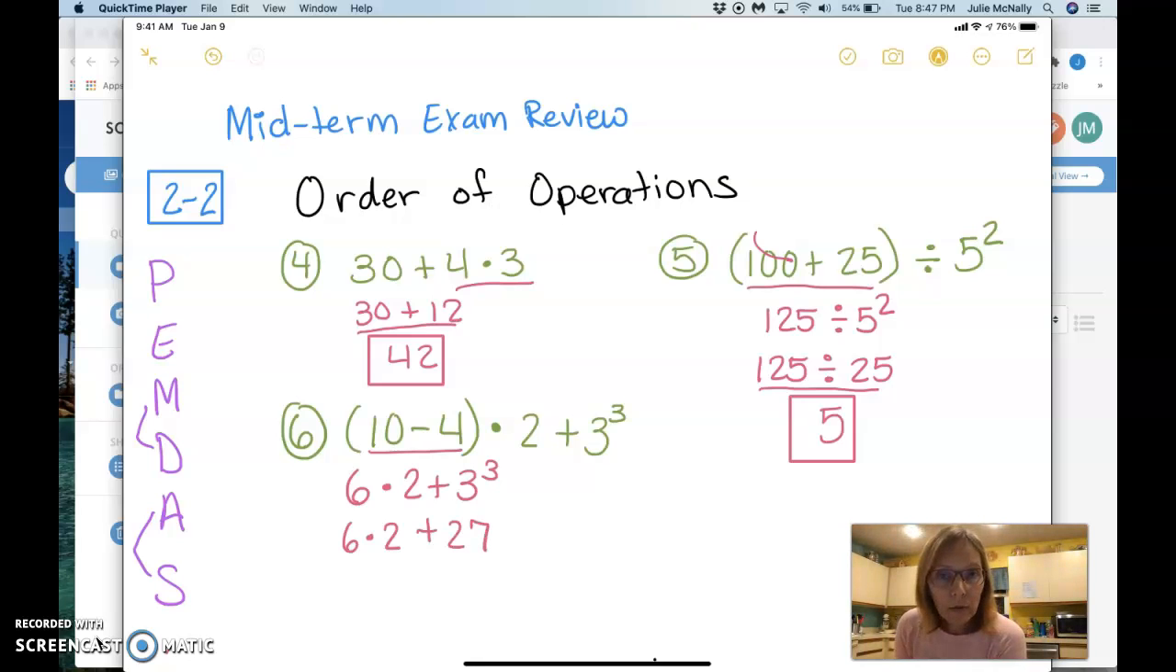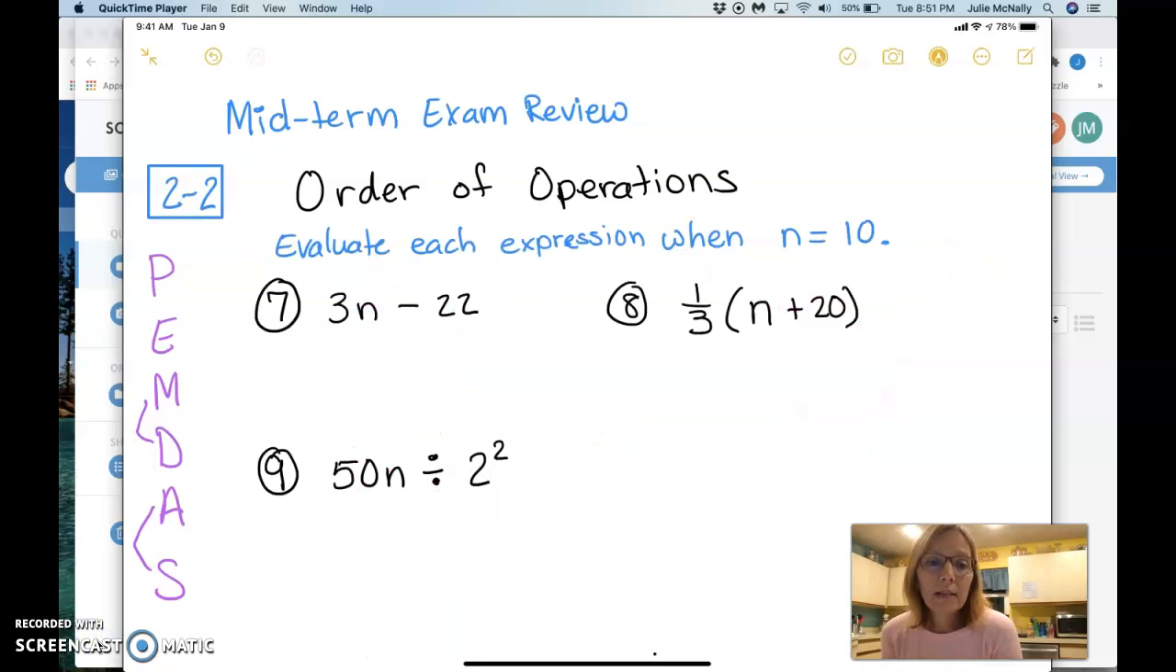Now I have to do my multiplication or division before addition and subtraction. So 6 times 2 is 12. Bring down the 27. And then the last step is to add those two. 12 plus 27 is going to be 39. So in your math journal, copy all these down and I'll be right back with some more.